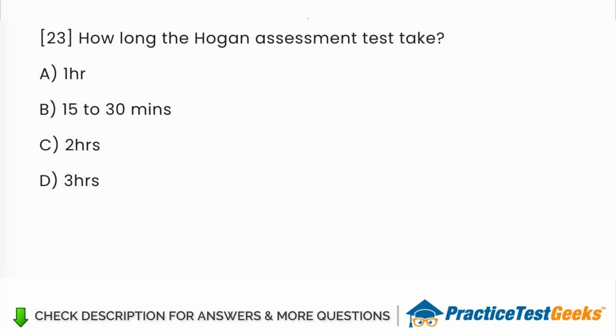How long does the Hogan Assessment test take? A. 1 hour. B. 15 to 30 minutes. C. 2 hours. D. 3 hours.